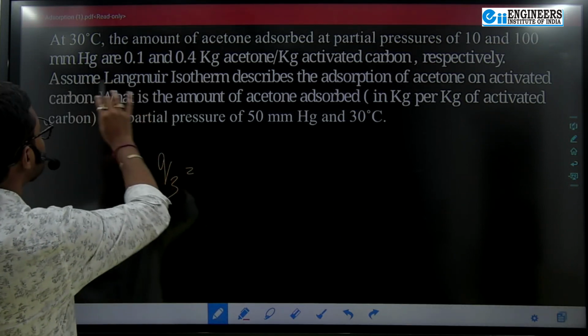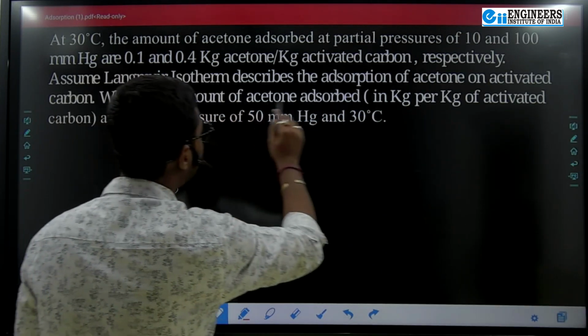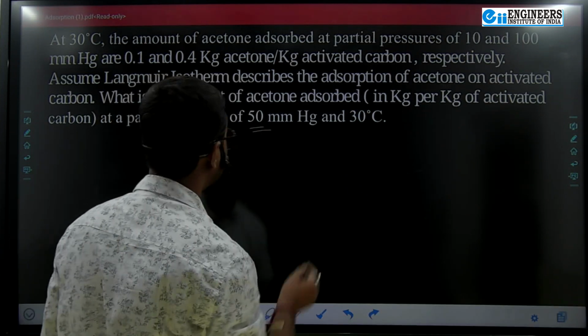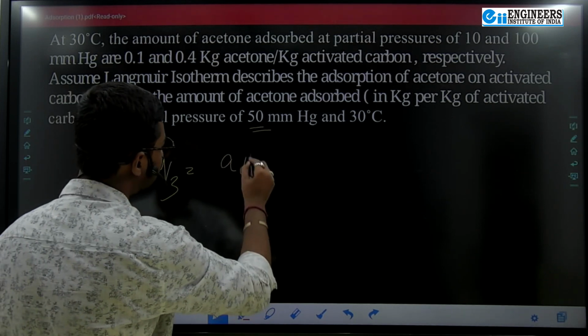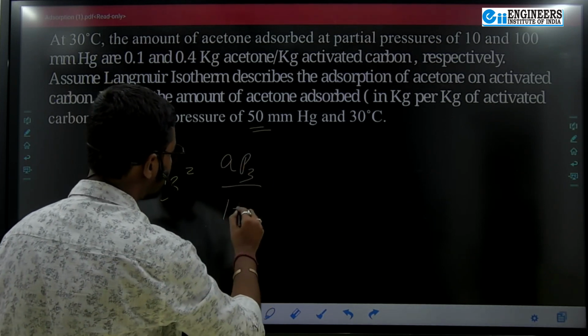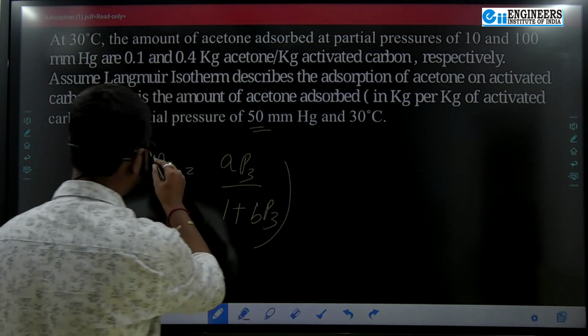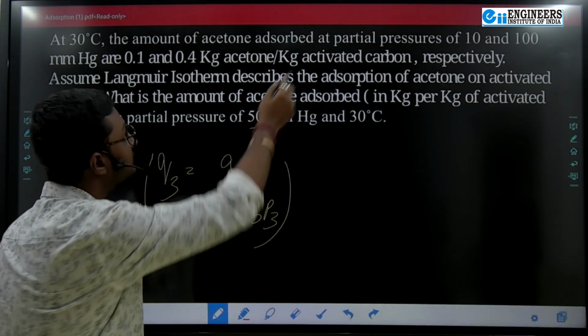Assuming the Langmuir adsorption isotherm describes the process, what is the amount of acetone adsorbed at a partial pressure of 50 mmHg? So we have to find out Q3, which is designed at P3. And what is the P3 value? It is 50 mmHg.